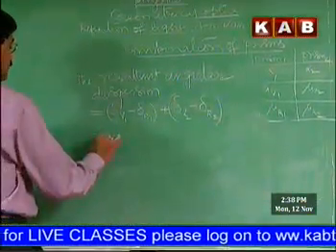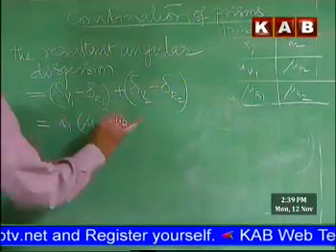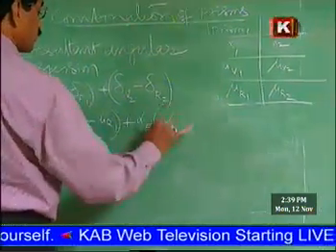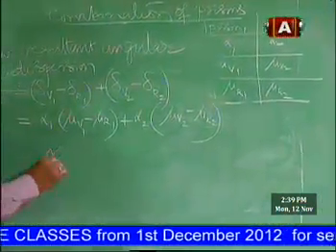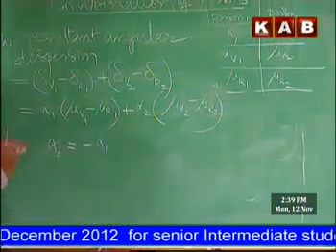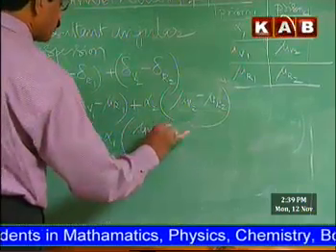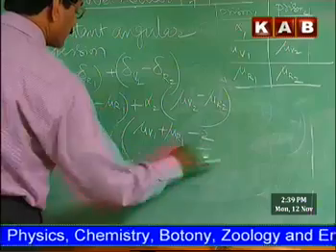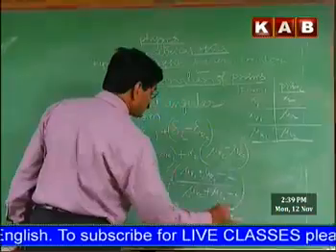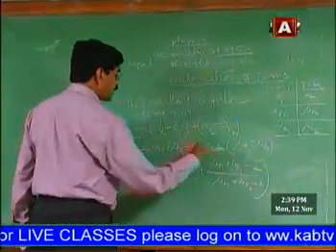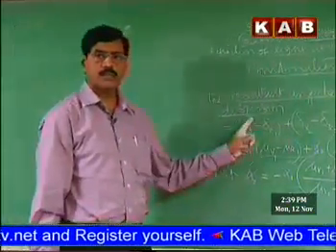Angular dispersion produced: here it is alpha 1 into (mu v1 minus mu r1) plus alpha 2 into (mu v2 minus mu r2). But alpha 2 we have just calculated as minus alpha 1 into (mu v1 plus mu r1 minus 2) by (mu v2 plus mu r2 minus 2). Substitute this alpha 2 here. This is the resulting angular dispersion produced by the combination.